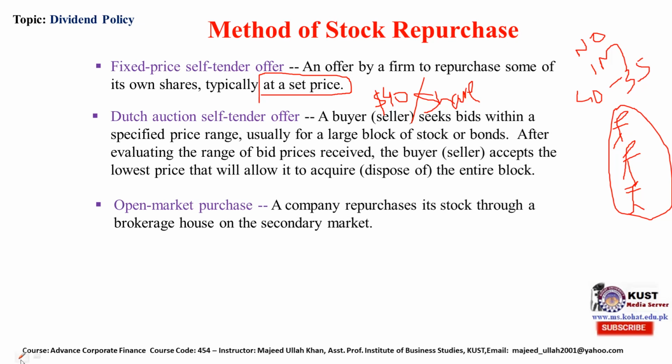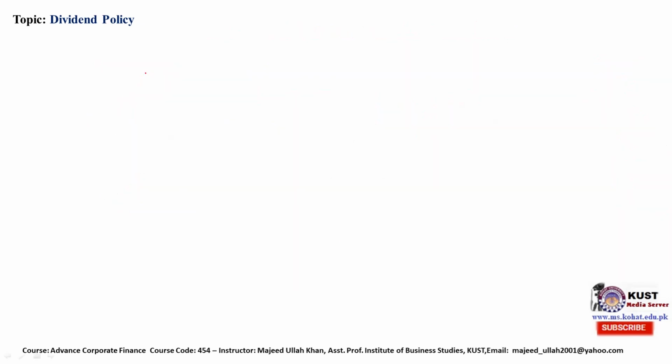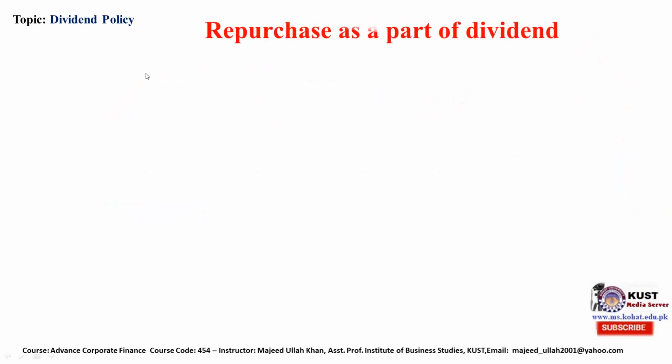Open market purchase: the company goes to the open market and buys its shares from the secondary market through brokerage services or a brokerage house. Repurchase is a part of dividend.